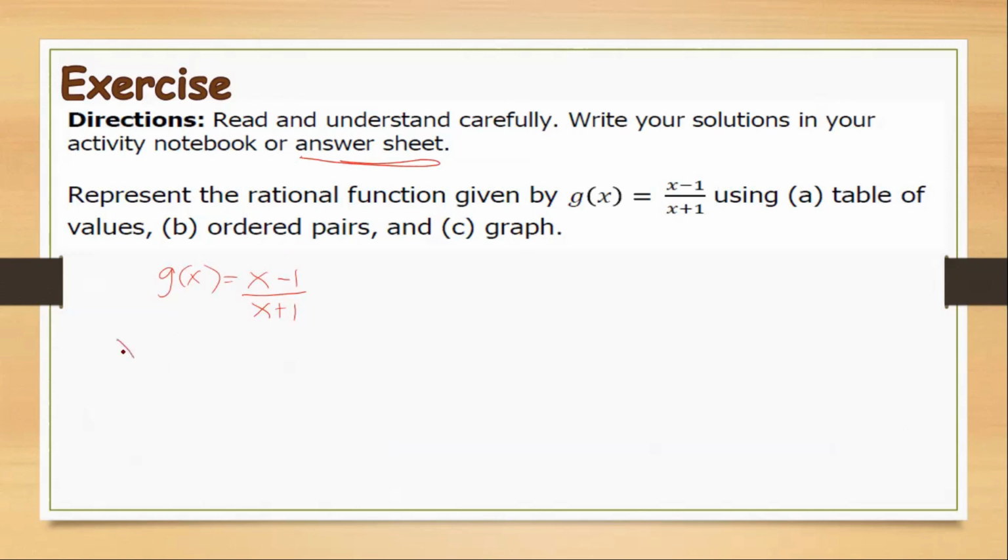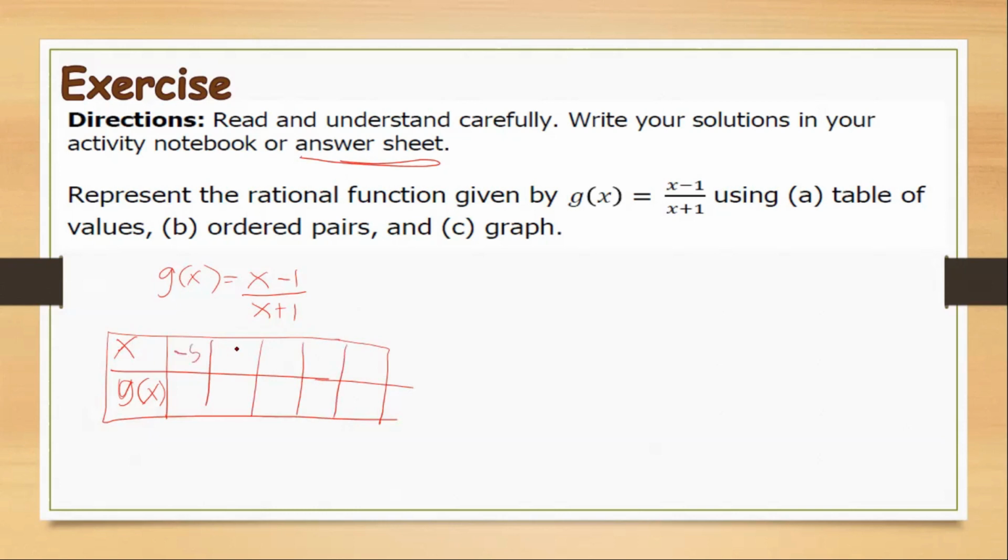So you can make your own table. Suppose your x is this one, and your g of x is this one. You can use -5, -3, 0, 3, 5, or you can use other values. Whatever is the g of x here, just substitute: -5 minus 1 over -5 plus 1. That is -6 over -4, which becomes positive 3/2. So we have here our g of x as 3/2. Then you can continue solving for that using the values of -3, 0, 3, and 5. You will be the one to solve for that.